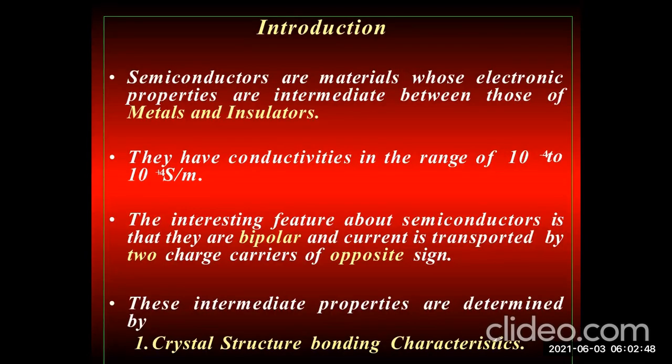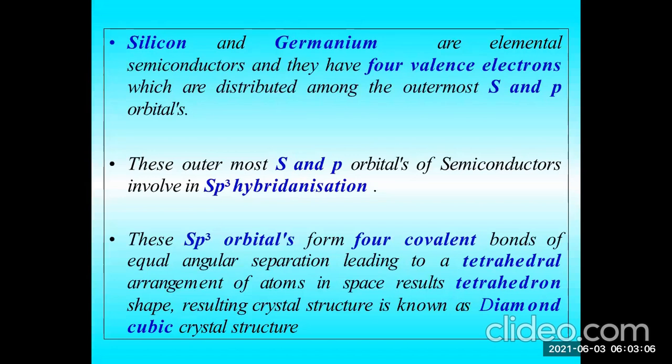What is that property? That its electrical conductivity is lying between metals and insulators. So it can be determined by the crystal structure and bonding, and you already know that the bonding taking place in these semiconducting materials is due to the covalent bond. From your previous knowledge, silicon and germanium are the semiconductors.